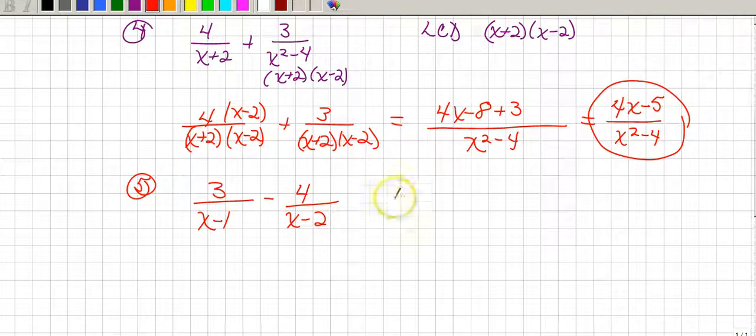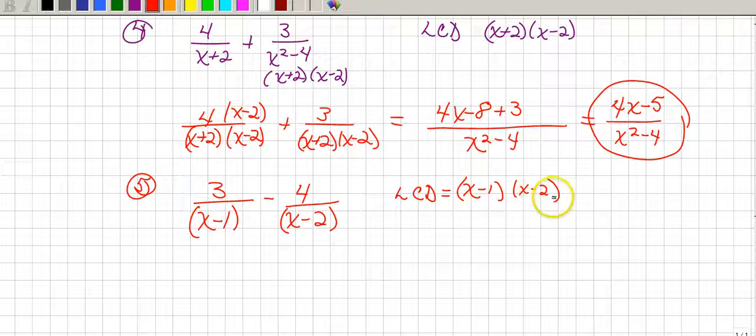So the first thing you always do when you're adding or subtracting rational expressions is find the least common denominator. Again, looking for every different factor, you see the first denominator, x minus 1, counts as its factor, and the second denominator, x minus 2. So the LCD is the combination of both of those. So we'll go and give each fraction what it does not have.